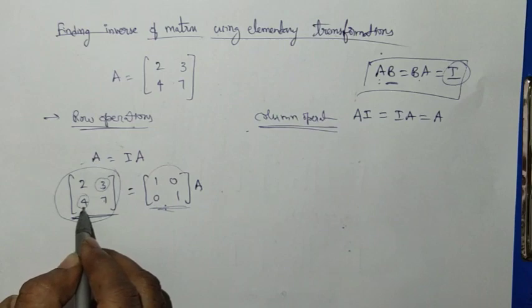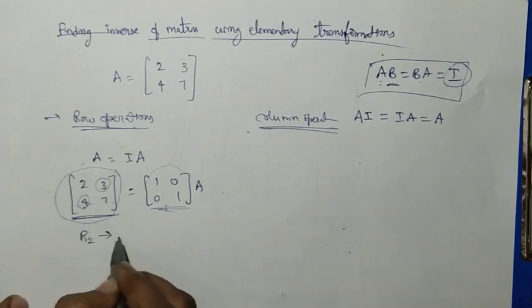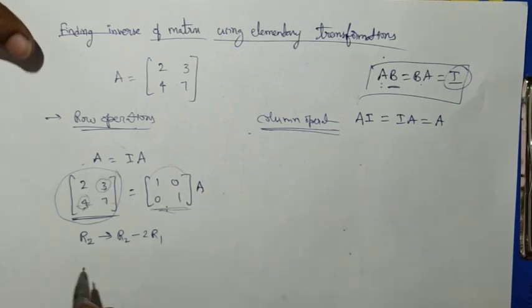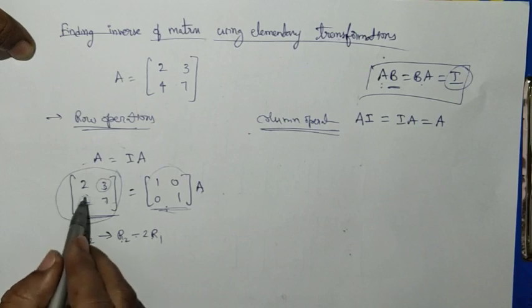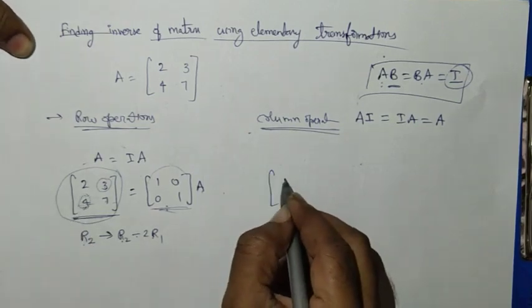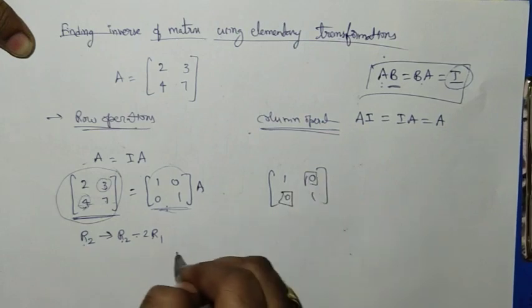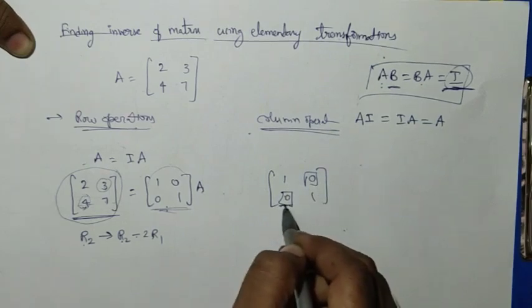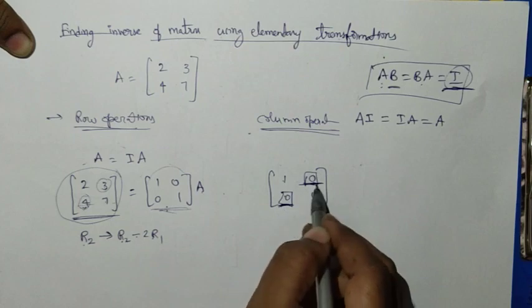How to make this 4 a 0? It is in the second row. So R2 becomes R2 minus 2R1. Why do I apply this operation? Because in row 2, 4 minus 2 times 2 is 4 minus 4, that becomes 0. Try to understand: we need the 1, 0, 0, 1 locations. In this matrix I want this one to be 0, this one to be 0, and these two to be 1. First I will concentrate on getting the zeros.